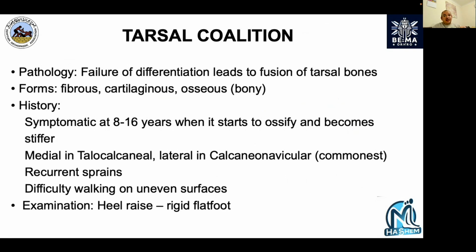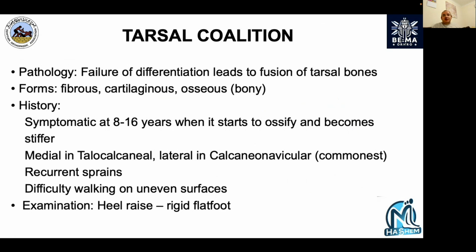If we come to flat foot in pediatrics, the commonest is tarsal coalition. And in simple terms, tarsal coalition is failure of differentiation of the tarsal bones, so the tarsal bones remain fused when they should not be. It could be just fibrous coalition, cartilaginous coalition, or osseous coalition.